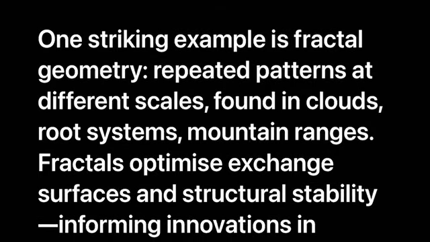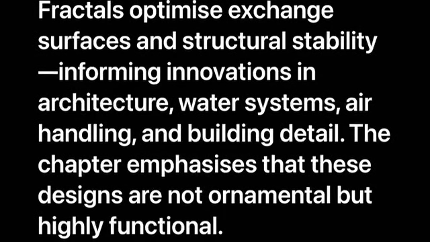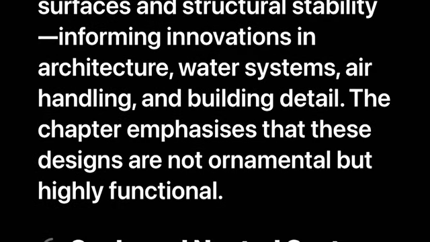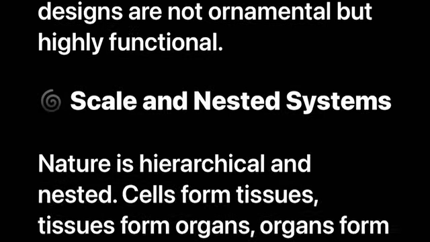One striking example is fractal geometry, repeated patterns at different scales, found in clouds, root systems, mountain ranges. Fractals optimize exchange surfaces and structural stability, informing innovations in architecture, water systems, air handling, and building detail. The chapter emphasizes that these designs are not ornamental but highly functional.